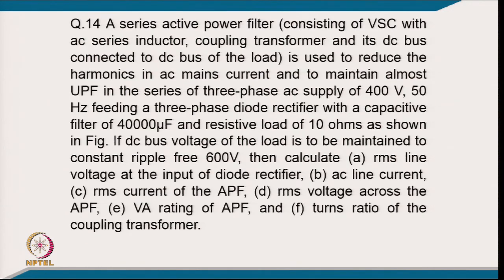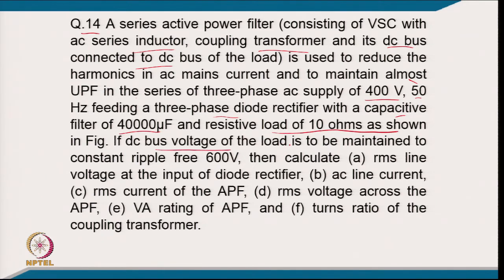So, coming to the problem number 14, a solved problem. A series active power filter consisting of a voltage source converter with an AC series inductor and a coupling transformer, with its DC side connected to the DC bus of the load, is used to reduce the harmonics in the AC mains current and to maintain almost unity power factor, in series with the 3-phase AC supply of 400 volt 50 hertz, feeding a 3-phase diode rectifier with a capacitive filter of 40,000 microfarad and a resistive load of 10 ampere, as shown in the figure.